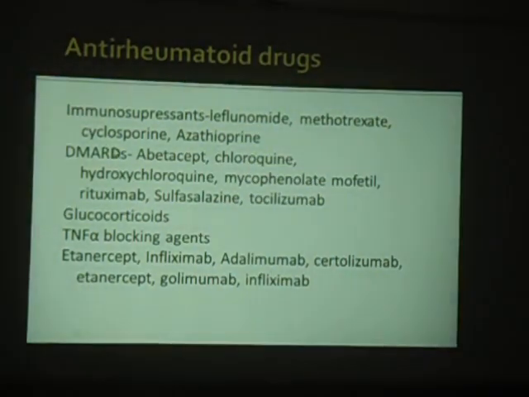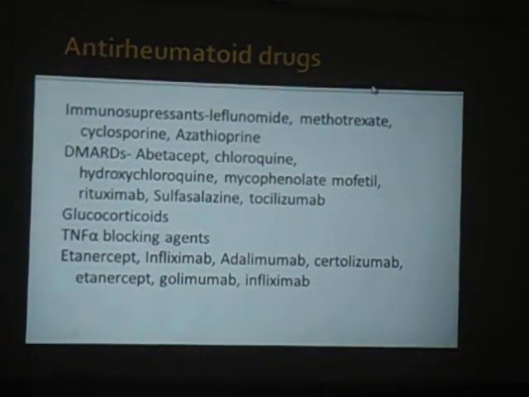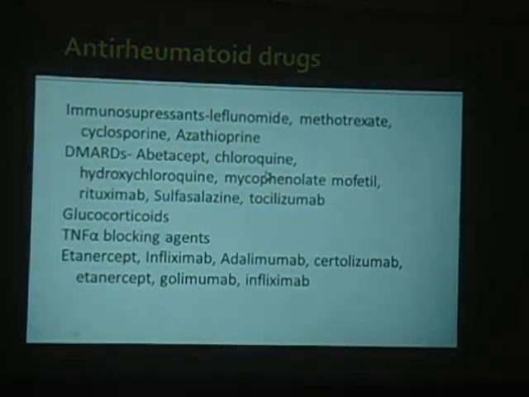So we have here the newer group of drugs which we call disease modifying anti-rheumatoid arthritis drugs. DMARD stands for disease modifying anti-rheumatoid arthritis drugs. These are abatacept, chloroquine, hydroxychloroquine, mycophenolate mofetil, rituximab, sulfasalazine and tocilizumab. So have you heard of any of these drugs? Chloroquine, have you heard? Chloroquine is an anti-malarial drug. Very good. Hydroxychloroquine, again, it belongs to that group.